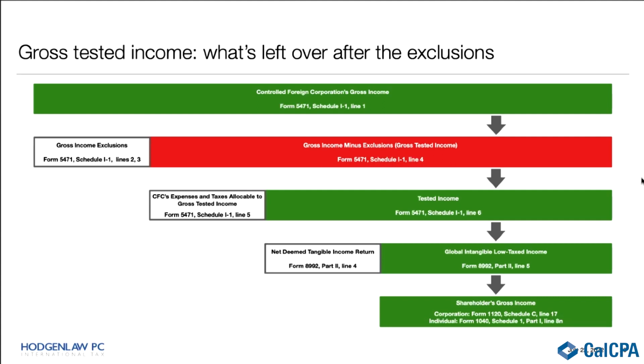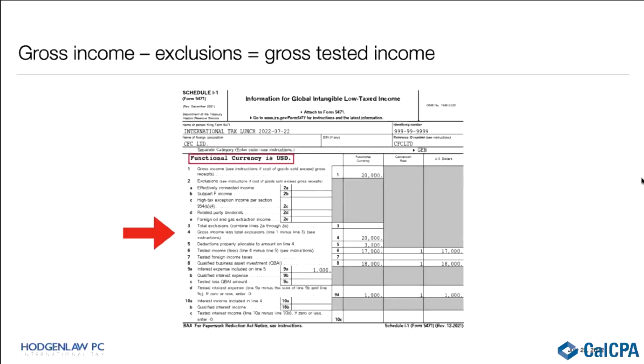Anyway, so what you've got is you've deducted your exclusions and you've got gross tested income, and that is a number that shows up on Schedule I-1 at line 4. So in our example, we didn't have any kind of exclusions by assumption. So gross tested income is going to be 20,000 again.